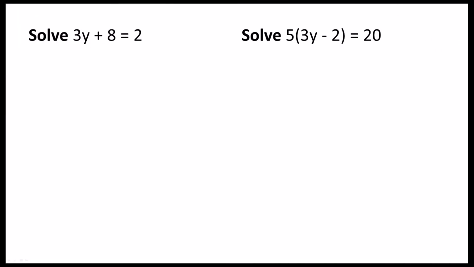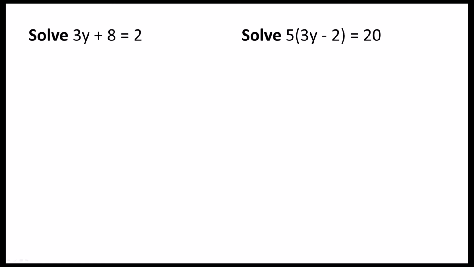The fourth type of question will always ask you to solve an equation. Sometimes it might have brackets in. In both of my examples, I'm asked to find the missing value y. To do this, I need to rearrange both equations and get y by itself onto one side. In my first example, I'm asked to solve 3y plus 8 equals 2.